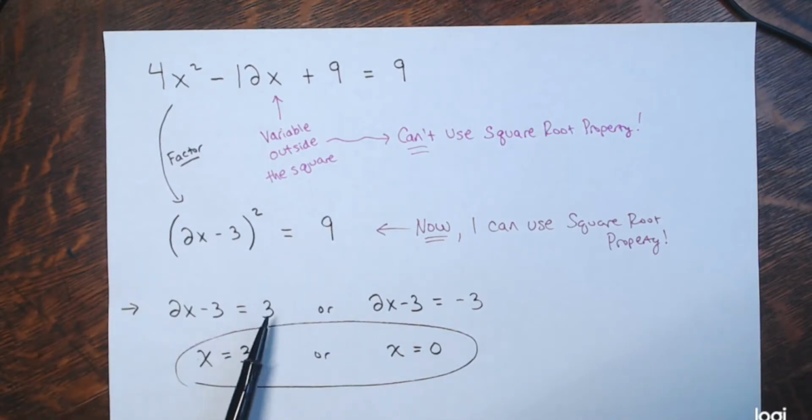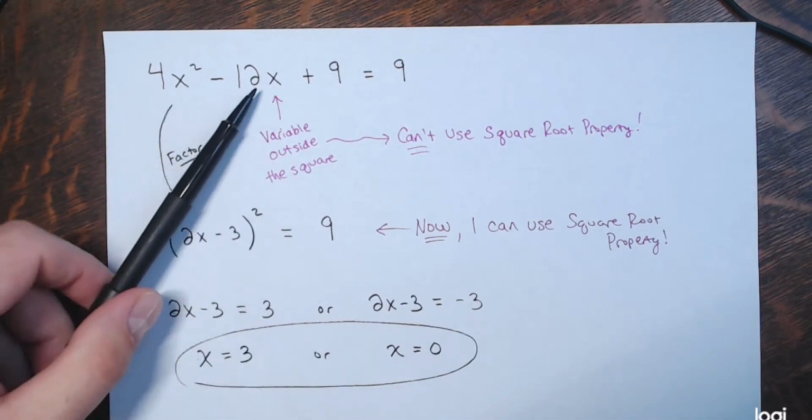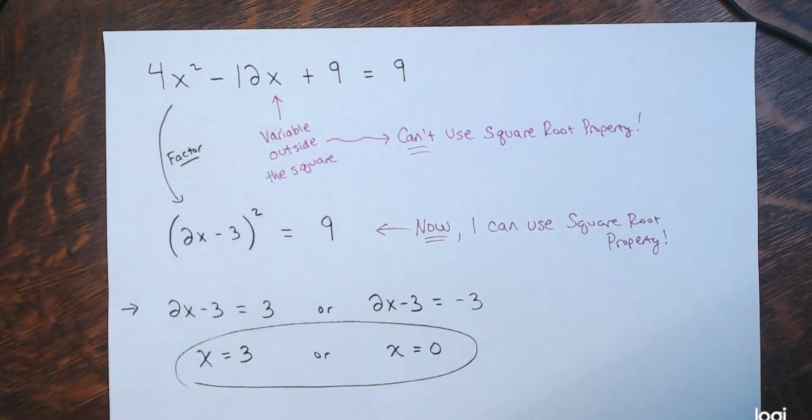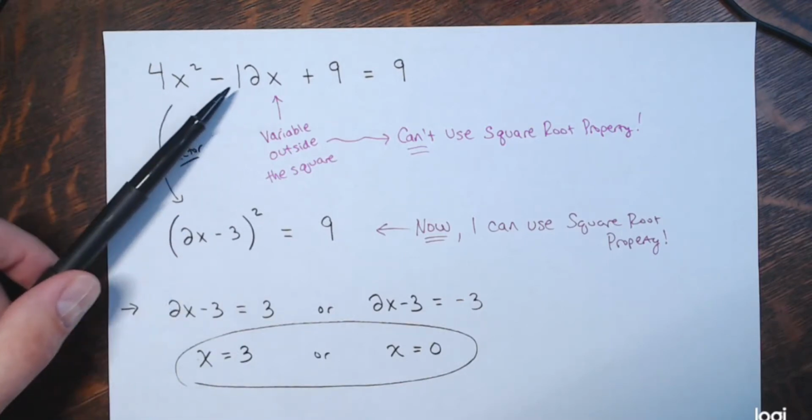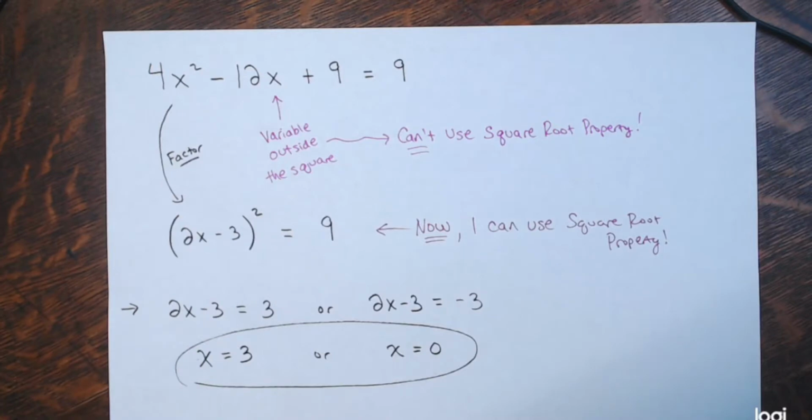Right. Add 3, divide by 2. Here, add 3, divide by 2 also, but you get 0. And check them, right? When x equals 0, it's obvious, right? 0 minus 0 plus 9 equals 9, that's true. When x equals 3, you got 36 minus 36 is 0, and then plus 9 is 9, that's true as well. Both of these work.